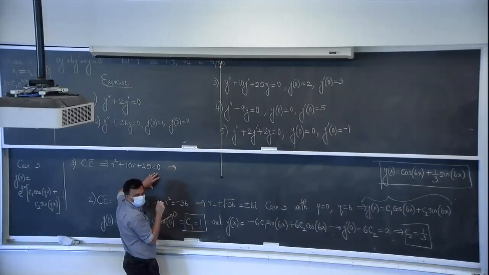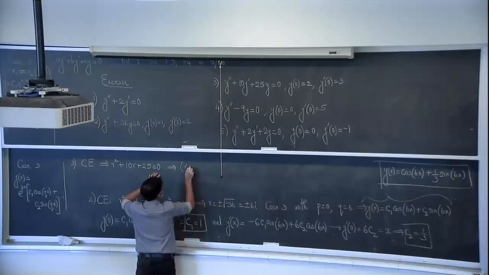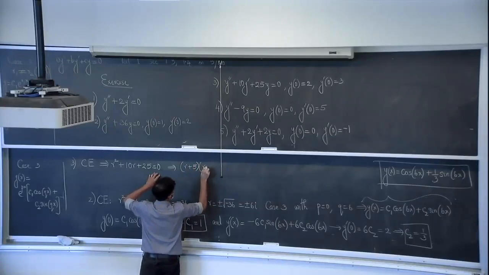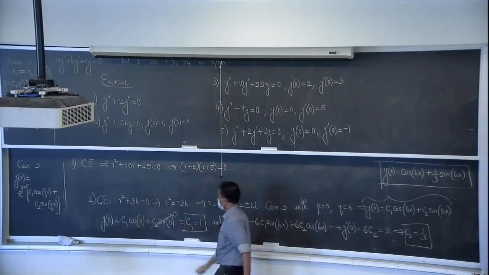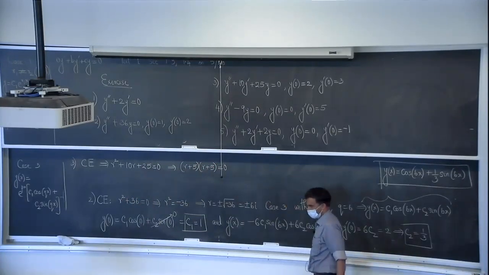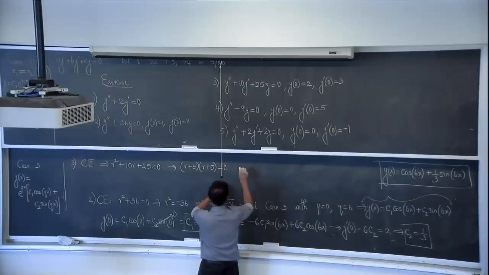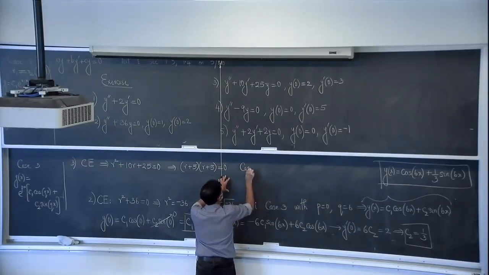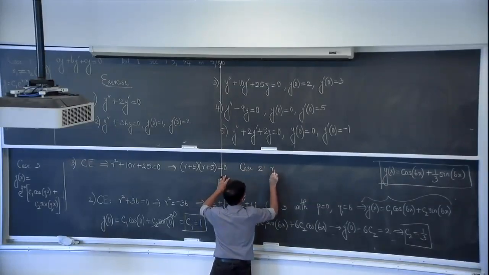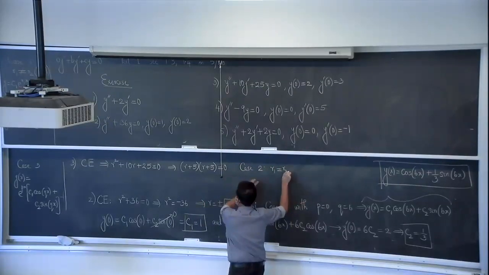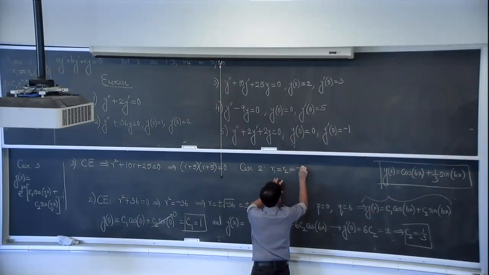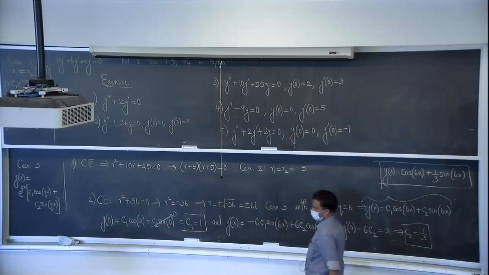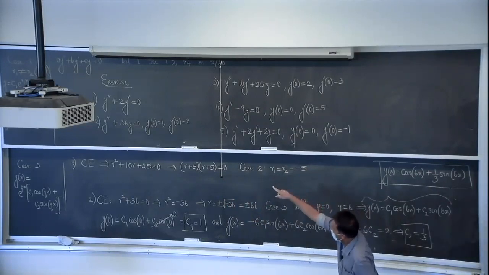All of you know how to factor this. (r + 5)(r + 5) equal to 0. We have two real roots, but they are the same roots. So this is case 2. r1 equal to r2 equal to -5. In case you're wondering what case 2 is, it's written there.